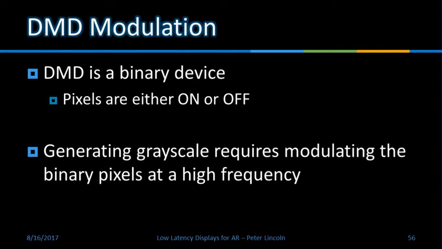But why do we care about modulation at all? Well, recall that a DMD is a binary device. Each pixel can only be on or off. And so in order to generate that grayscale, we need to flip that mirror back and forth at a high frequency. Now, there's a bunch of prior strategies for modulating these.